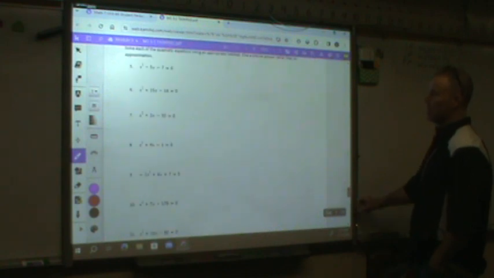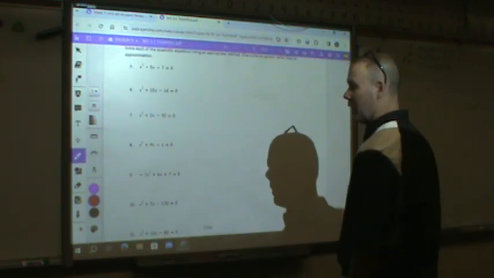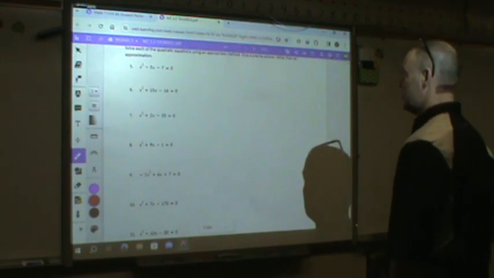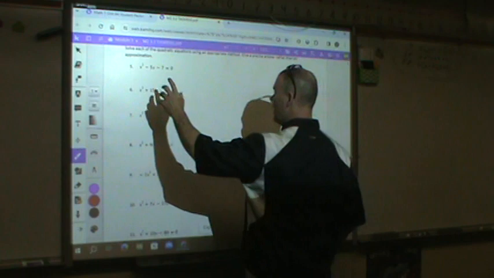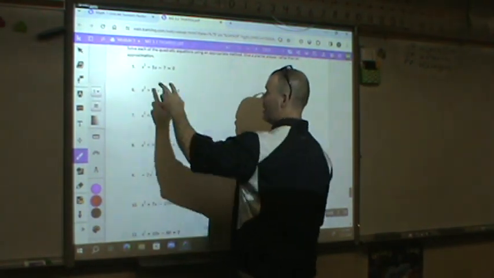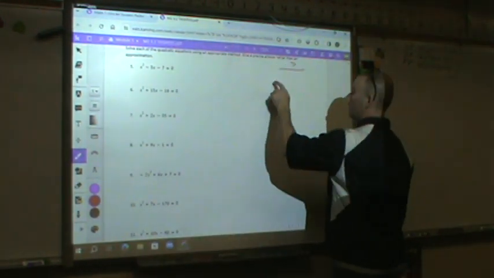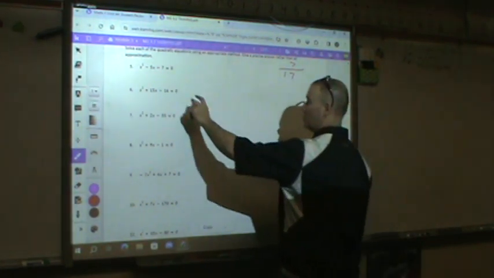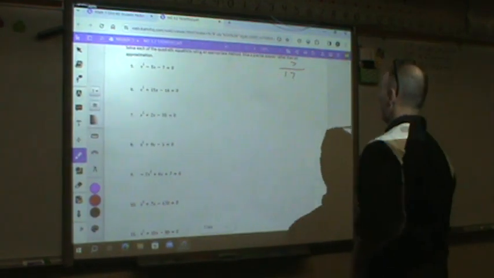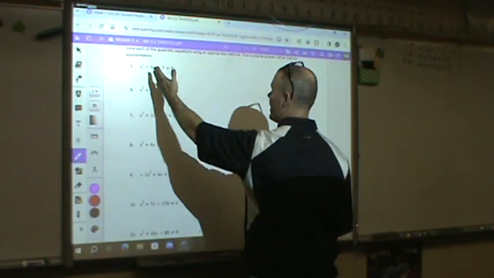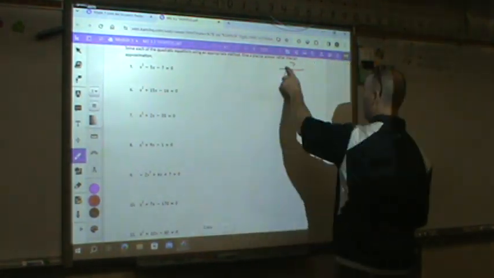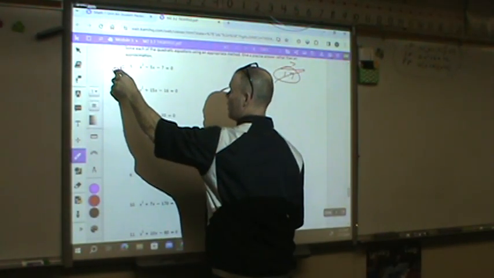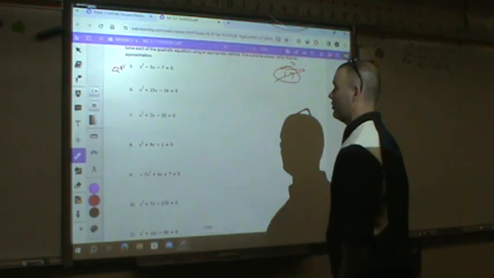But the idea is to look at a problem and ask, how do I know what is the best method? What is the easiest to do that? Well, it takes practice. I'm going to look at question number 5, and let's just assume we factor. My factors of 7, because you multiply a times c, right? Well, what are my factors of 7? I need factors of 7 that give me 5. Well, there are none. So, for this one, I'm going to use the quadratic formula. I have to, because I can't factor it.